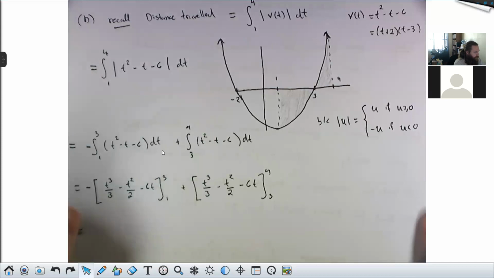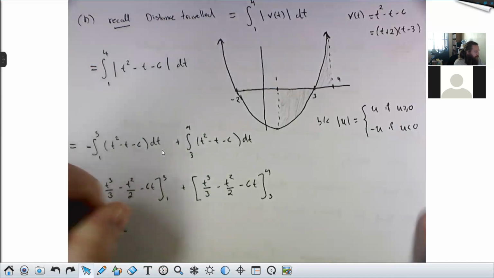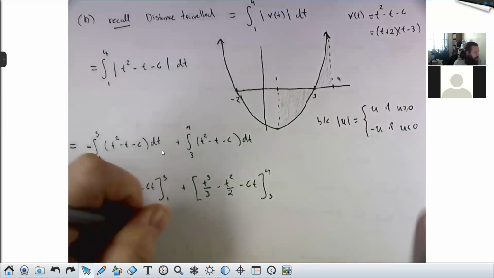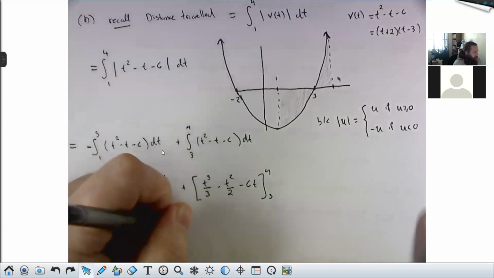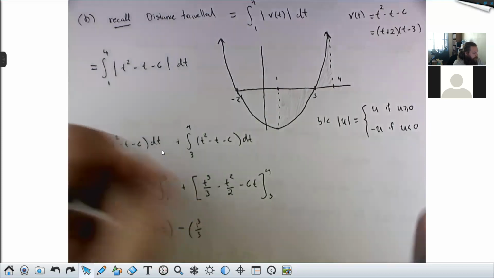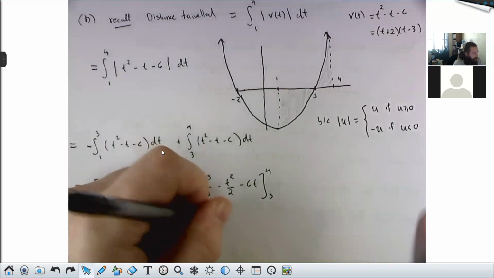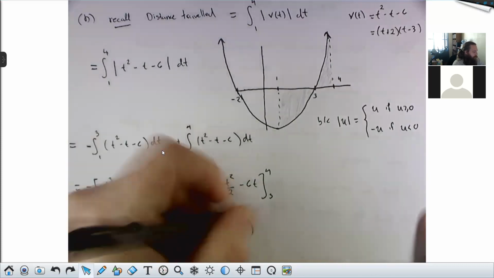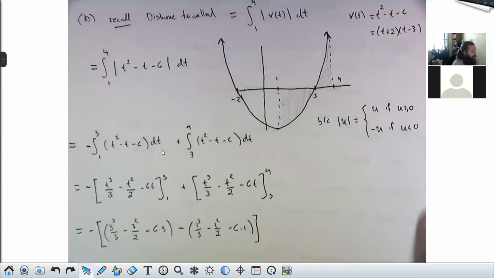And then we do the normal thing here. I'll plug in my upper bound. So we're going to 3 cubed over 3 minus 3 squared over 2 minus 6 times 3, minus 1 cubed over 3 minus 1 squared over 2 minus 6 times 1. That's all from the first evaluation bracket. All of this is this.